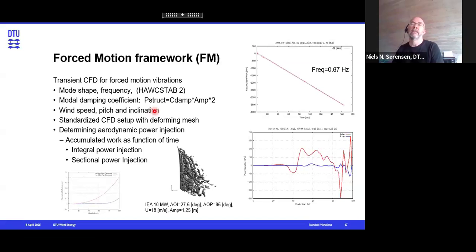And then we run the CFD simulation while we vibrate the blade according to a mode shape at a given amplitude. And then we look at whether we have power injection into the structure or whether we extract energy from the structure, and how it compares with the aerodynamic or the structural damping. And that can tell us whether we have a stable or an unstable situation. And we can, of course, also look at how the power injection is distributed along the blades.